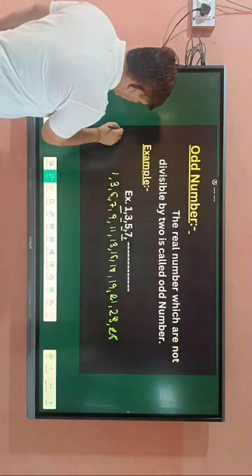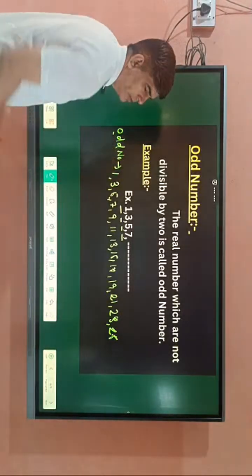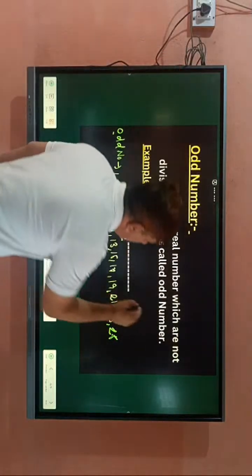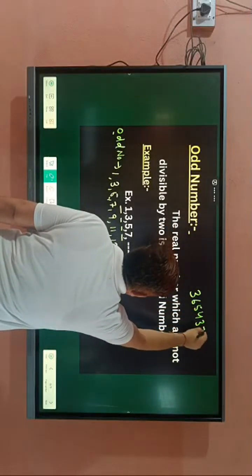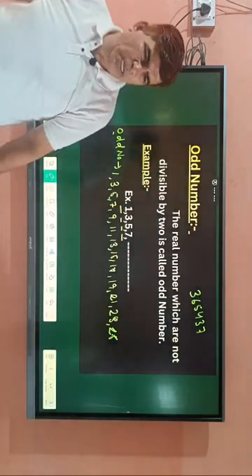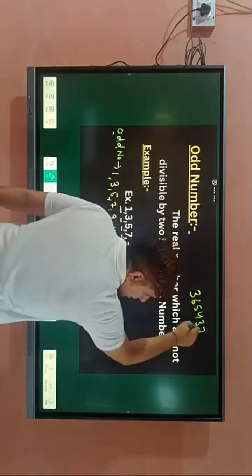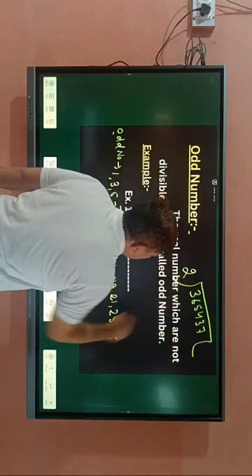Now, odd numbers: the real numbers which are not divisible by 2. If you can divide them by 2, like this given 365437, is this odd or not? There are many methods, but the best method is this: the last digit 7 shows it is an odd number. Otherwise, we can apply division by 2.